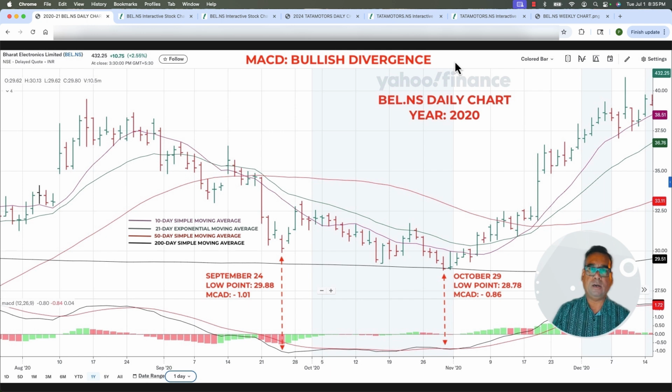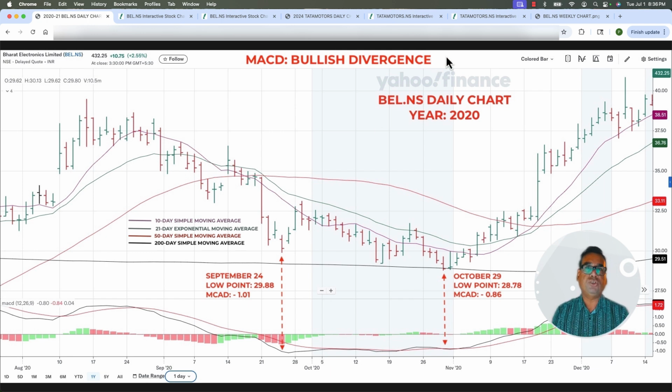So this is the marked up chart for bullish divergence, and it has all the details that I've talked about. September 24th area, low point of 29.88, MACD of minus 1.01. Compare this with October 29 values. Low point was 28.78, lower than September 24th low point, but MACD is not lower than September 24th. So price goes low, MACD doesn't.